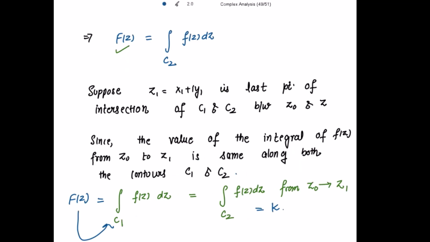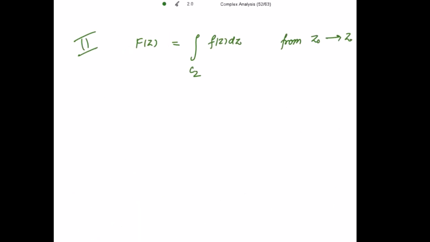Similarly, we also have to work on capital F of z equal to the integral of f of z along the contour C2, right? From the point z0 to z. So another case, right? From z0 to z1, this F of z is equal to k, right? So writing this equal to k plus, we have to work on further.